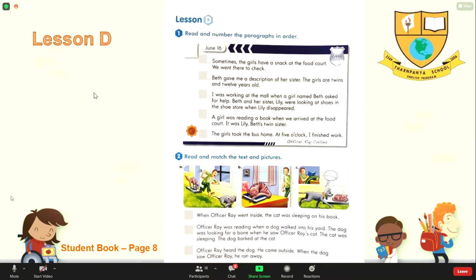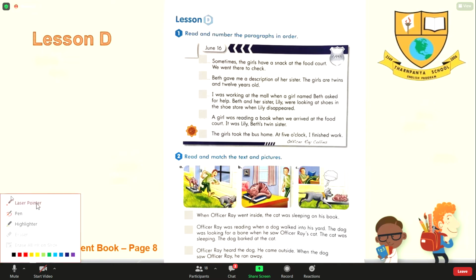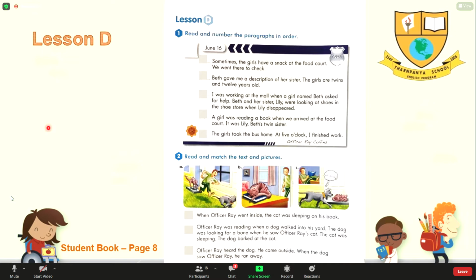I was working at the mall when a girl named Beth asked for help. Beth and her sister Lily were looking at shoes in the store when Lily disappeared. 3. Number 3, write the number in the box, and then we are going to check all together in the end.